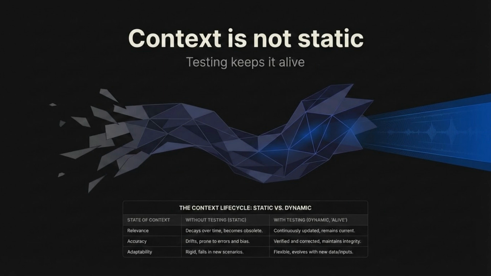Context is not static. It is always evolving. Consistent and rigorous testing is what keeps the context alive, ensuring that AI-generated code remains accurate and relevant over time.